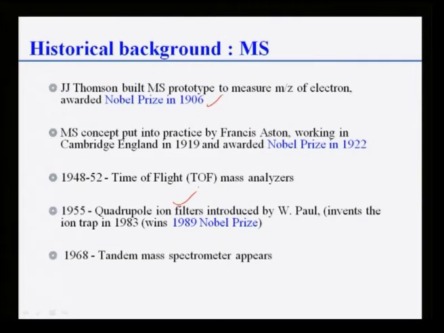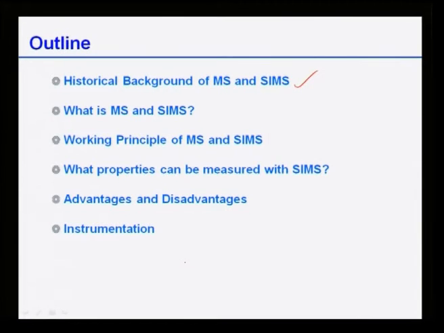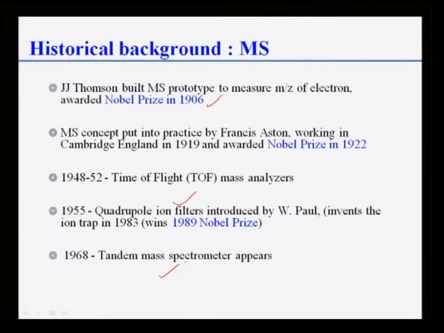After that, in 1968, the development of tandem mass spectrometers took place. And secondary ion mass spectroscopy came a little later, at about the 1980s, when secondary ion production was possible with different primary ion sources. To give you a better idea of SIMS, the most important problem in developing SIMS was the pumping technology, the vacuum technology, as I told you already, and that hindered the growth of SIMS.